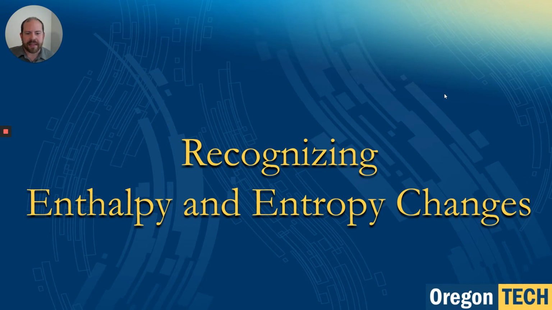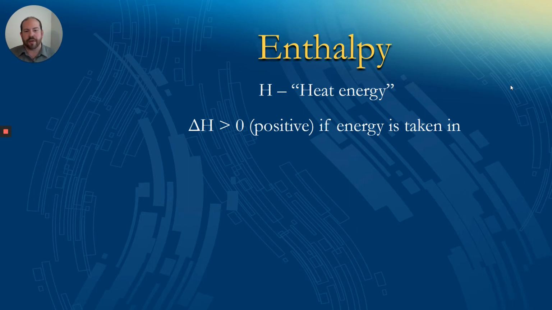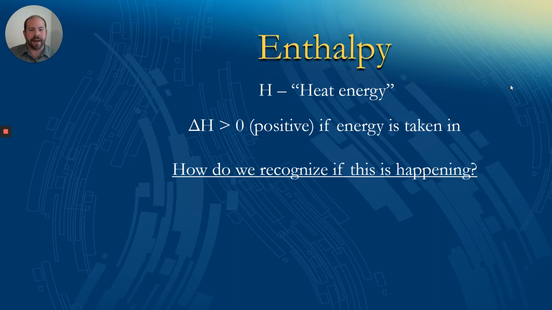Enthalpy in past chemistry is probably what you've come to think of as heat energy. When you did calorimetry in general chemistry, this would have been the energy change you would have calculated when things are heating up or cooling down. Enthalpy gets the variable H, and what we're going to want to recognize in a lot of circumstances is when enthalpy is increasing or decreasing. So our delta H, our change in enthalpy, will be positive if energy is taken into a system. What are some of the hallmarks of that happening? How do we recognize from a chemical equation or a process if enthalpy is increasing?